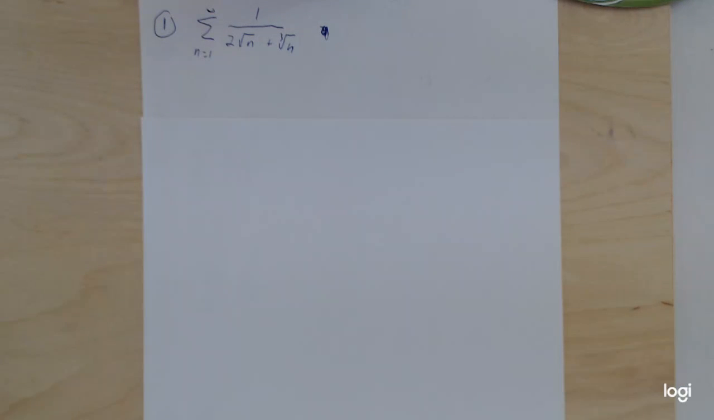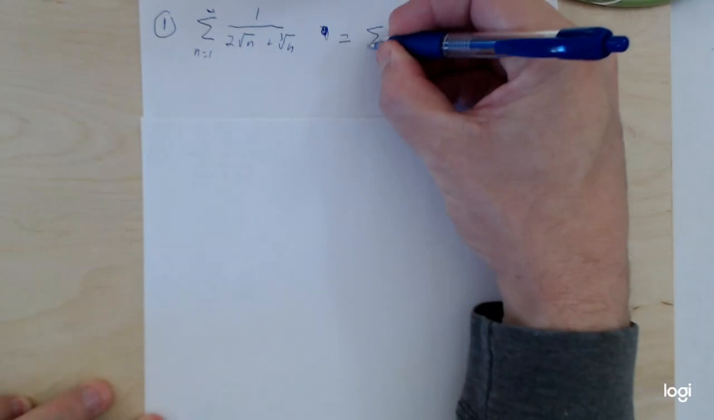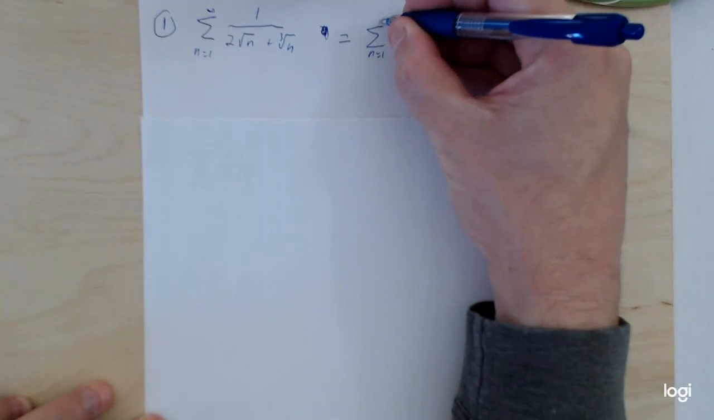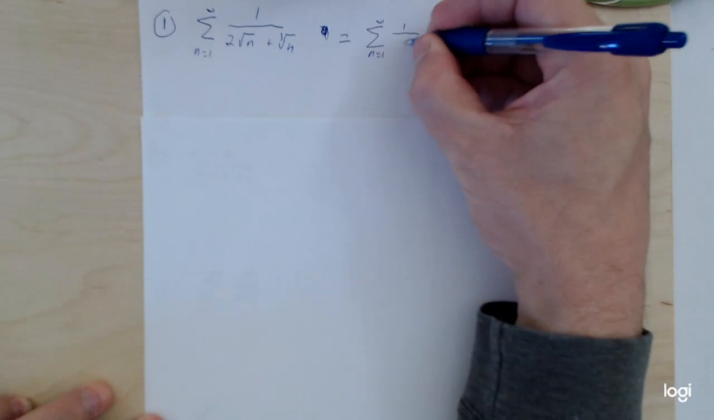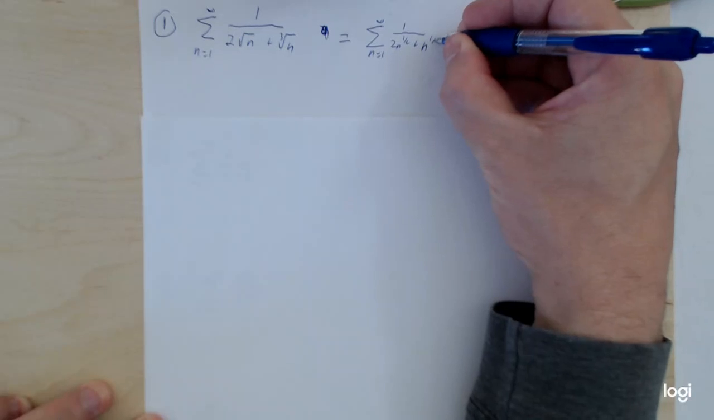Okay, so I picked up four sort of typical examples here. The first one, we have the sum of 1 over 2 root n plus cube root of n. And again, I always like to think of these in terms of fractional exponents. So 1 over 2 n to the 1/2 plus n to the 1/3.